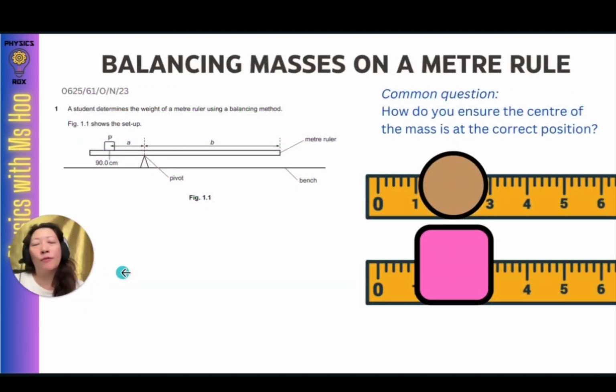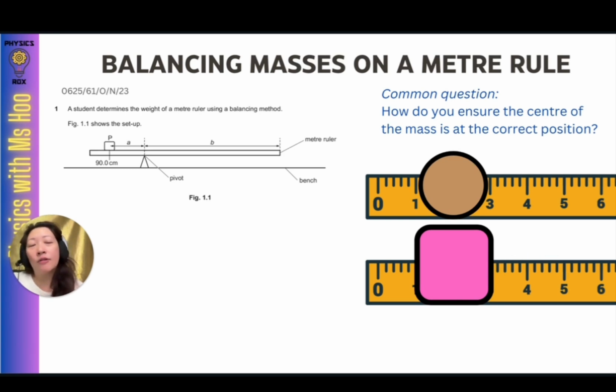So let's go through one of the common questions that come out. Balancing masses on a meter rule. So this normally involves balancing a meter rule on a pivot and placing a mass on one side or both sides of the meter rule. A common question is, how do you ensure that the center of the mass is at the correct position? Because the mass that's normally provided is opaque and it will be blocking the numbers on the meter rule. So how do we make sure that the center is where it's supposed to be?